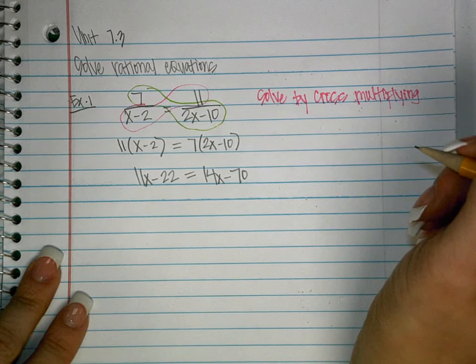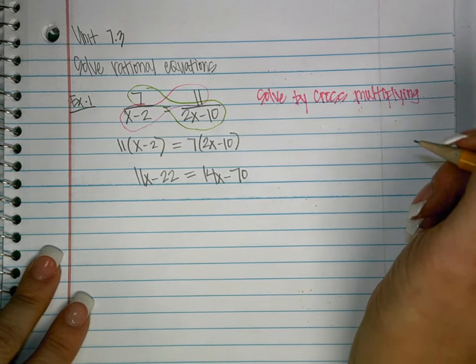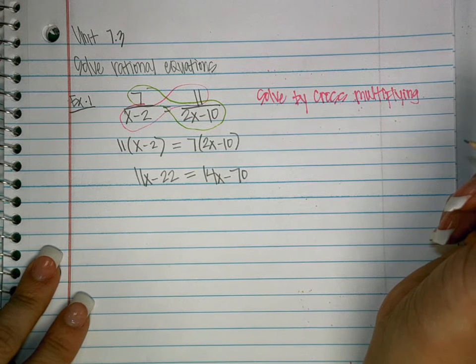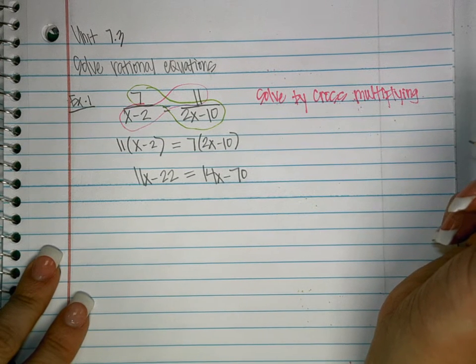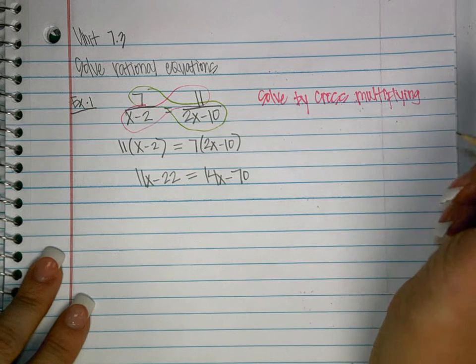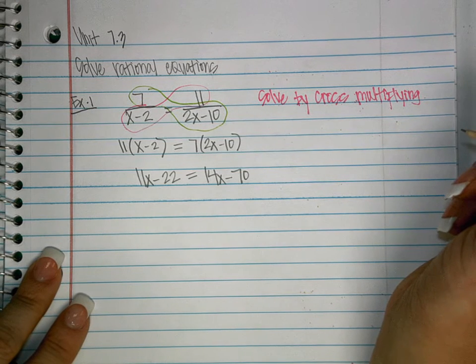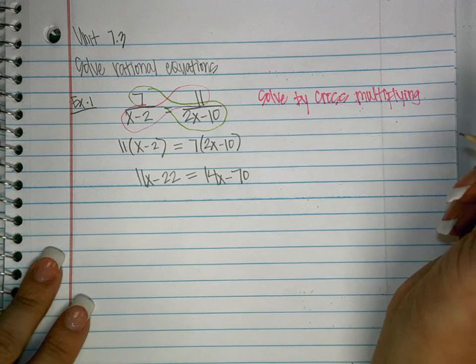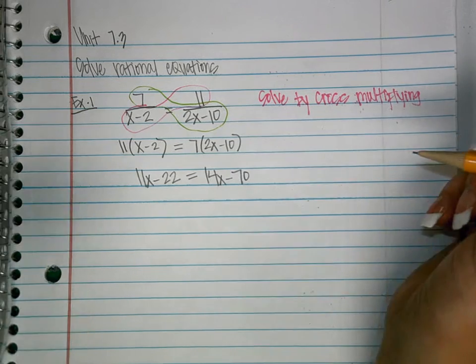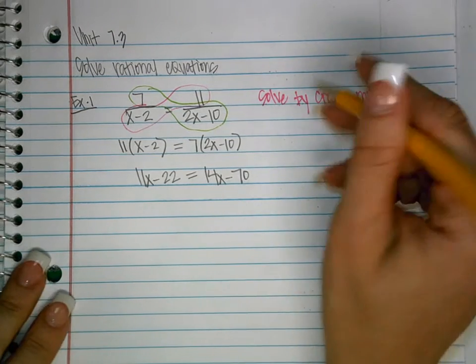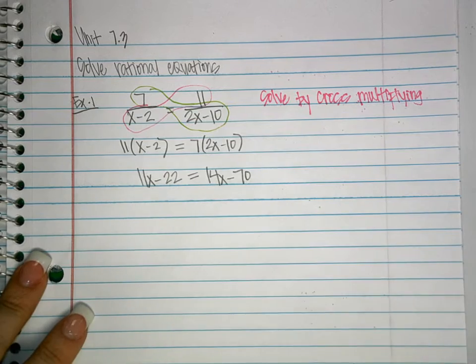Now, we want to get letters and numbers on opposite sides. How do you know if you want them on the same side or different sides? If there are any squared terms, you have to get the entire equation equal to 0. There's nothing squared here, so we're just going to move letters to one side, numbers to the other side.